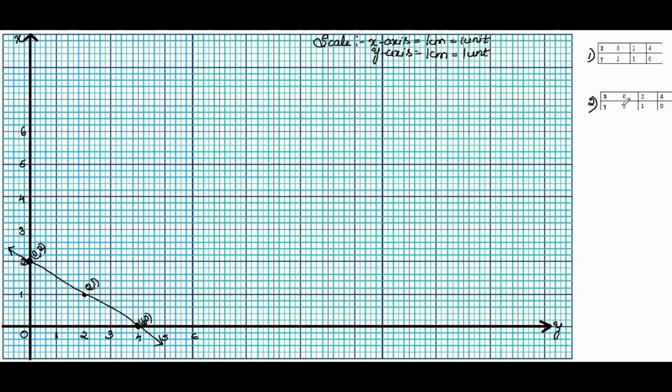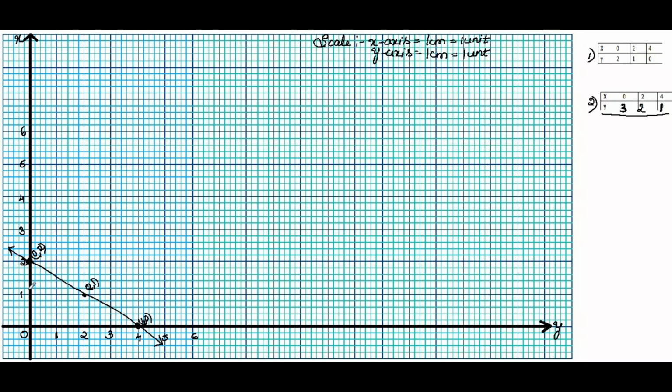The third point will be 0, 3. Okay, for x is equal to 0, y is equal to 3. For x is equal to 2, y is equal to 2 itself. And for x is equal to 4, y is equal to 1. Okay, so this is the second line. For x is equal to 0, y is equal to 3. For x is equal to 2, y is equal to 2. For x is equal to 4, y is equal to 1.